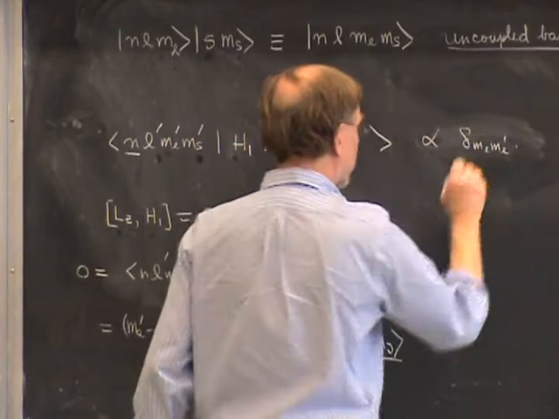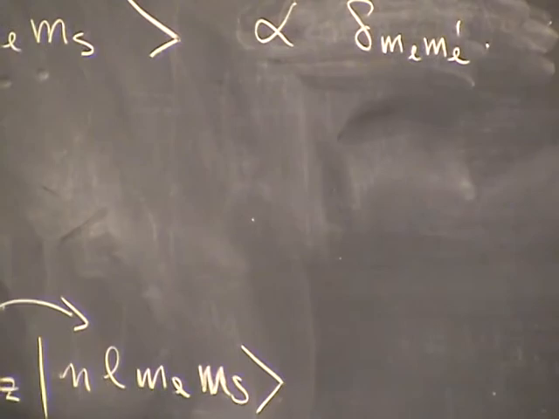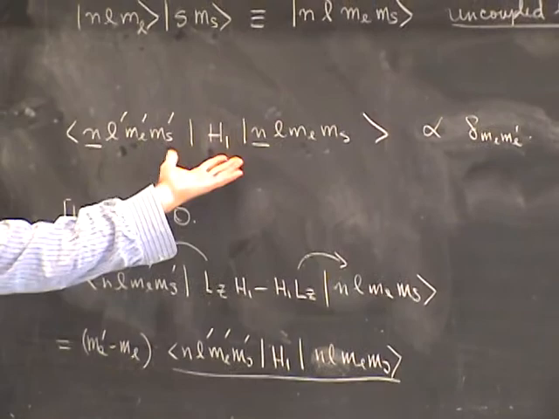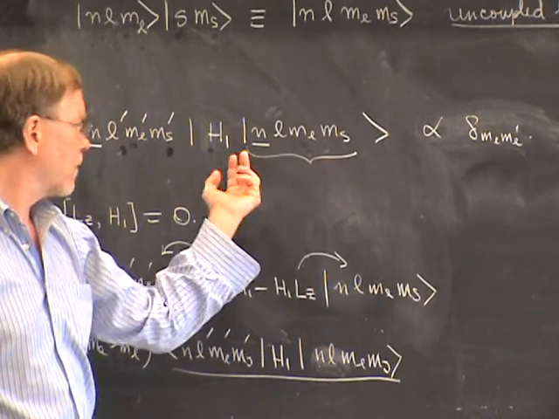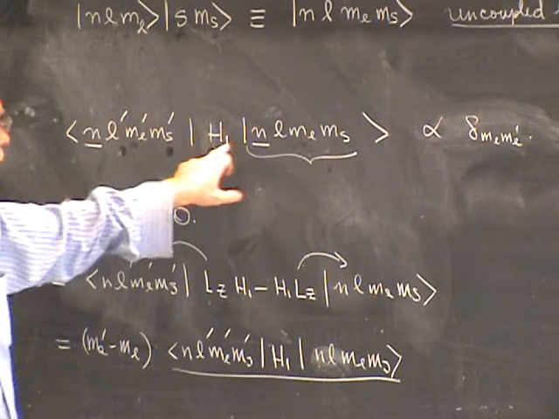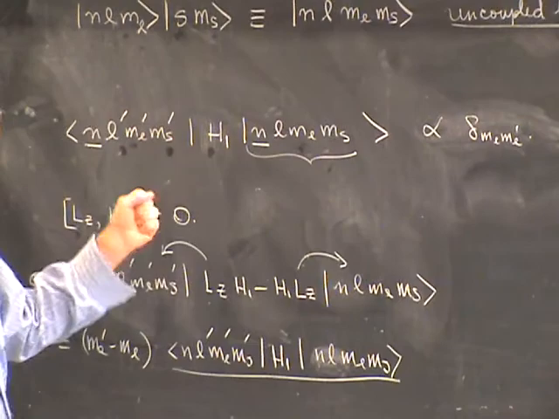And this applies obviously not only for L_z, but for the other quantum numbers like L squared and S_z, which are in here also. It illustrates a general rule. We usually use basis states which are eigenstates of complete sets of commuting observables. That's what's being done here. If the operator whose matrix element you're taking commutes with one of the members of the complete set, then the matrix elements are diagonal in the corresponding quantum number.